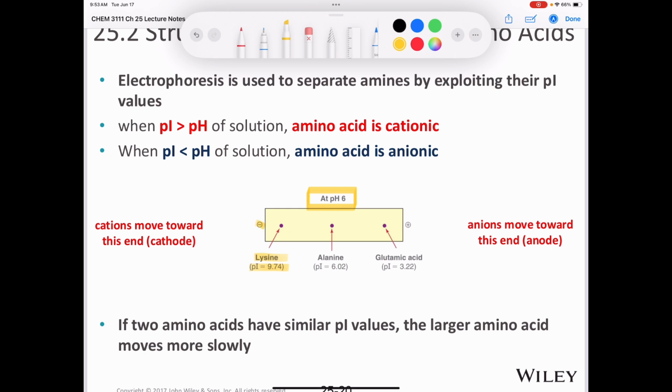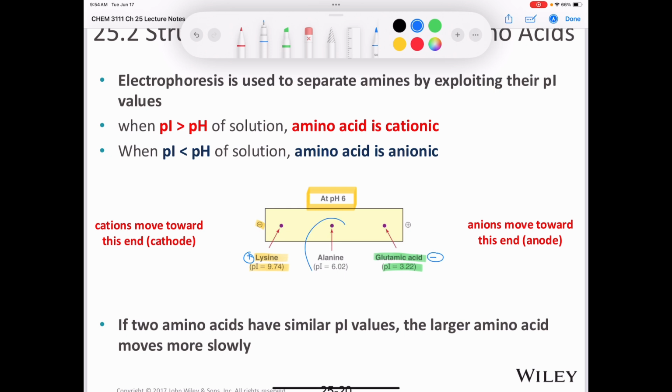On the other hand, if you have something like glutamic acid, which has an acidic side chain, it has an isoelectric point of 3.22. So again, if you put it in that same buffered solution at a pH of 6, the buffered solution is more basic than the isoelectric point, and so it's going to exist in its deprotonated form, which would be negative, and so it's going to migrate towards the anode. So again, just repeating myself here, the lysine itself is going to be positively charged, and the glutamic acid itself is going to be negatively charged. And so positive is attracted to negative, and negative is attracted to positive.